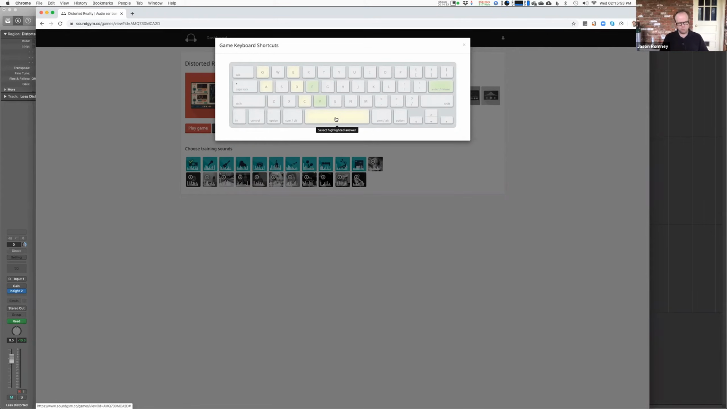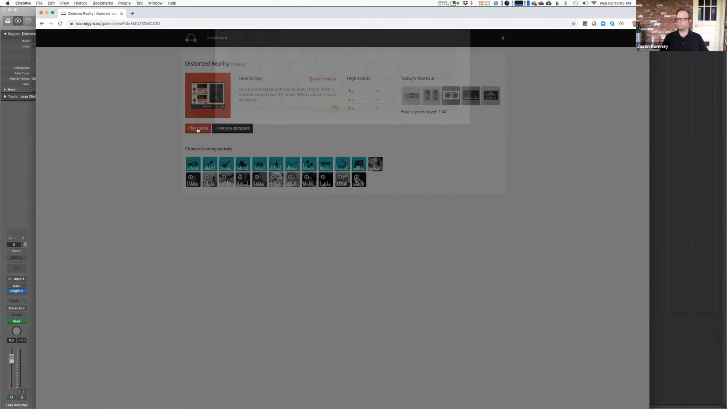Spacebar in this case is another way to select the highlighted answer. So if you're toggling between which one you want to listen to, if you want to select the one you're listening to right now as the correct answer, you hit the spacebar. I don't usually do that though. I usually just use the A and D. Okay, so let's try it now.